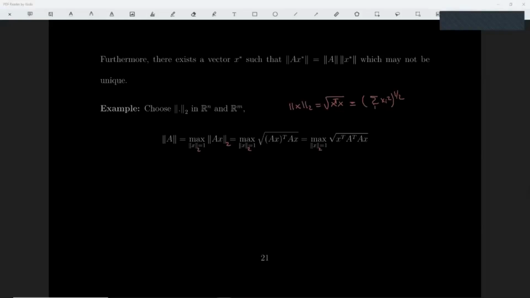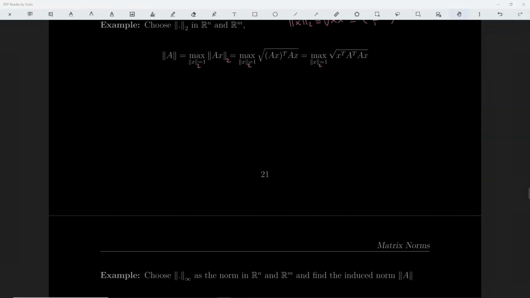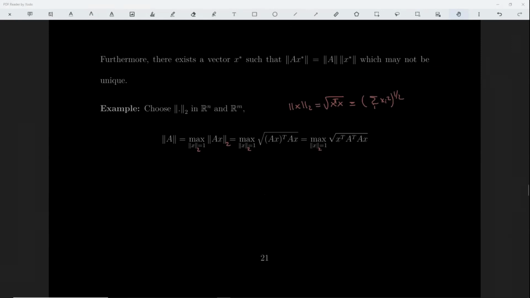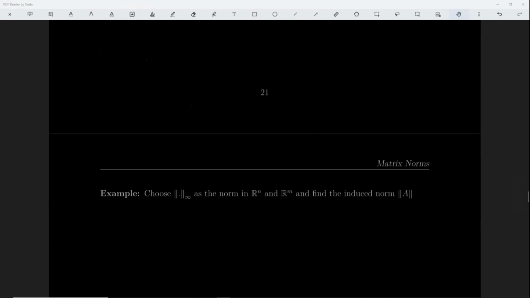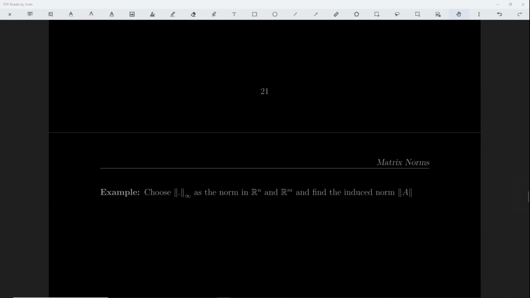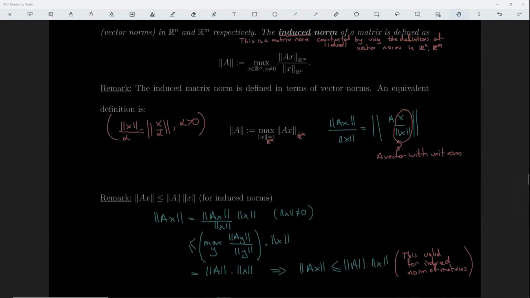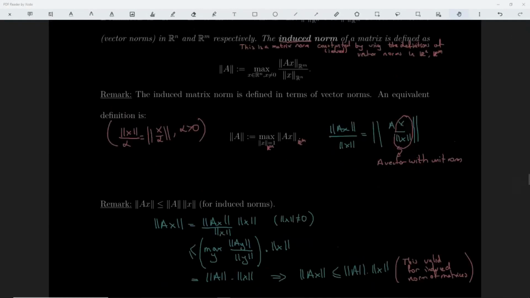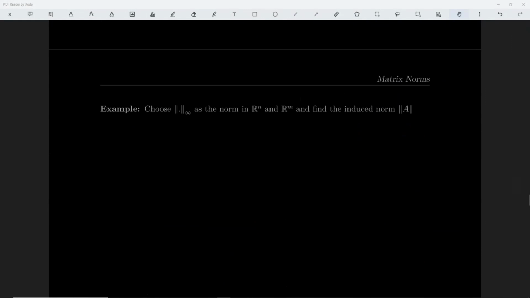So share screen. Okay, can you see the lecture notes now? Okay, so in the next example, if we choose the infinity norm for both the numerator and the denominator definition, then the induced norm of A is going to be the maximum absolute value of the row sums. But we will show that in our next lecture.